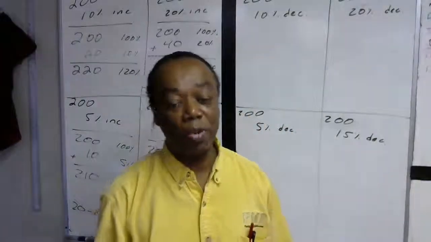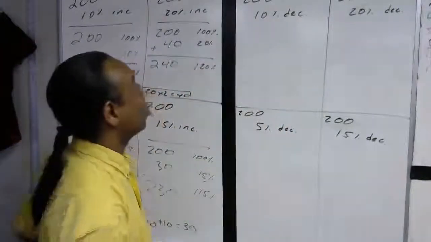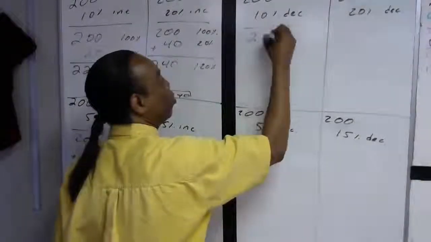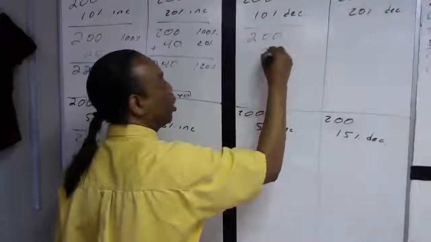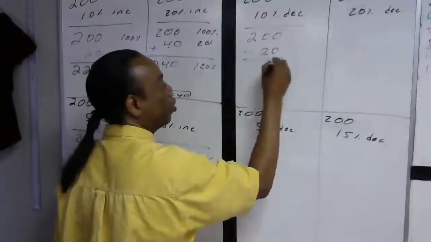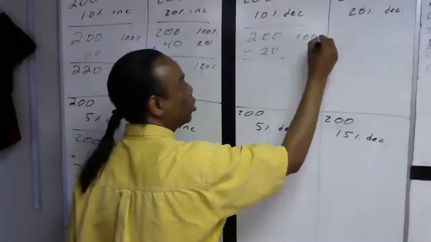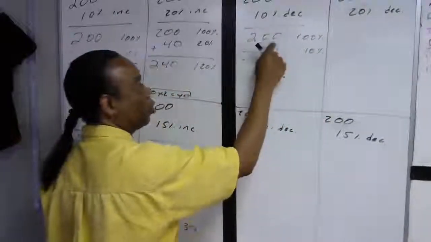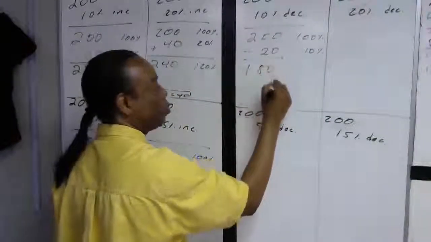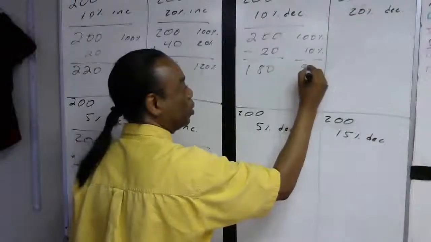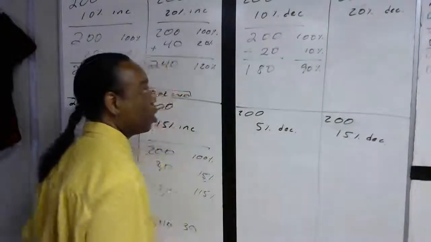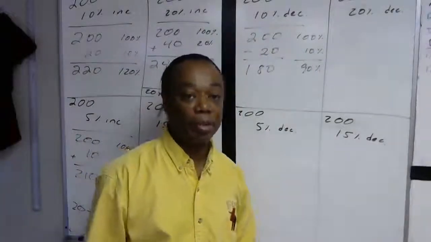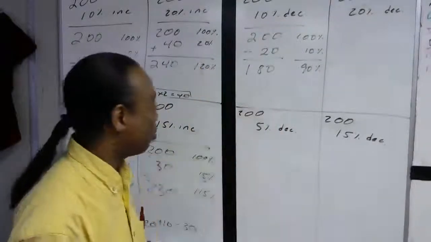All right, now let's talk about decreases. All right, so we have 200. 10% would be 20. Now a decrease here, again, this represents 100%. This represents 10%. So your decrease is 20 from 200, which leaves you 180. Or should I say this is 90%. Again, a 10% decrease gives you 90% at the end. In this case, it's 180.